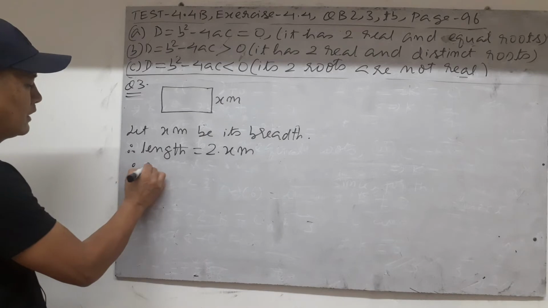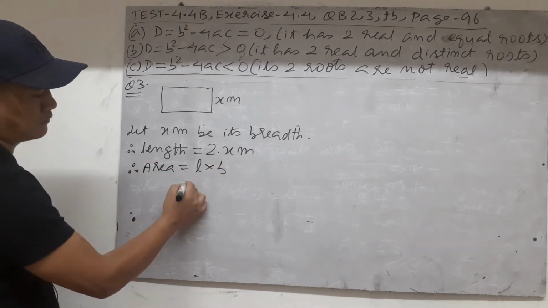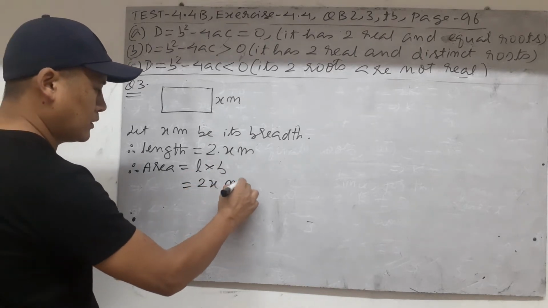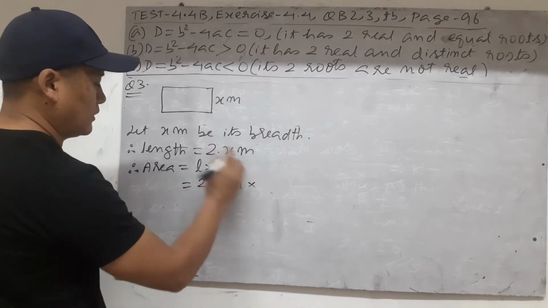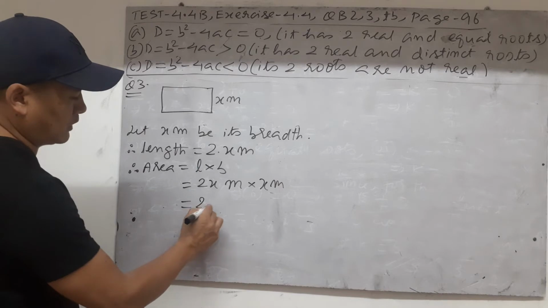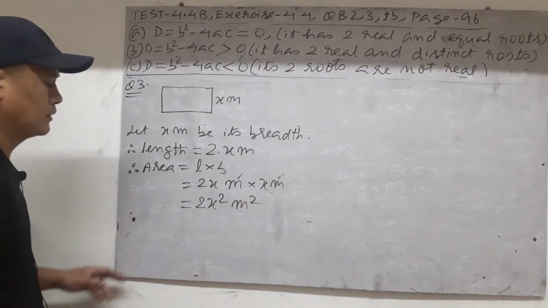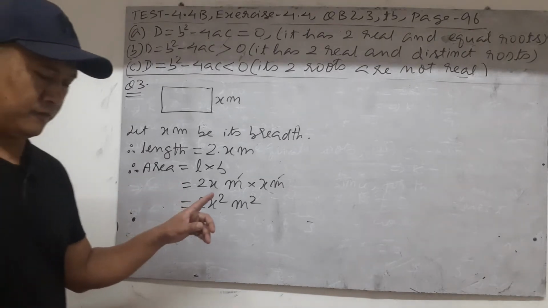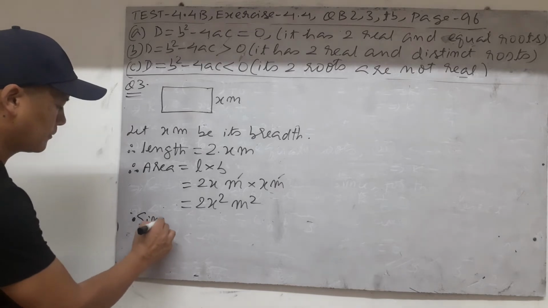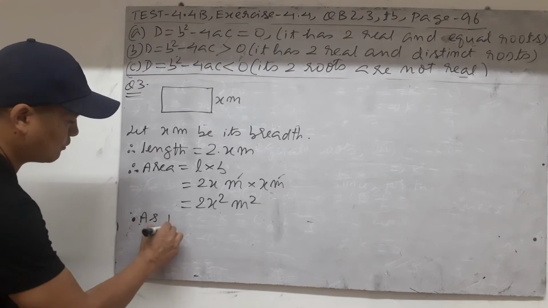Therefore, we know the area of any rectangle shape is length into breadth. So this will be, length is 2x meter into breadth is x meter. So 2 into x is 2x square. Meter into meter is meter square. So the area of this rectangular mango grove is 2x square meter square. Now, okay, we can write here in a simple way, as per the question.